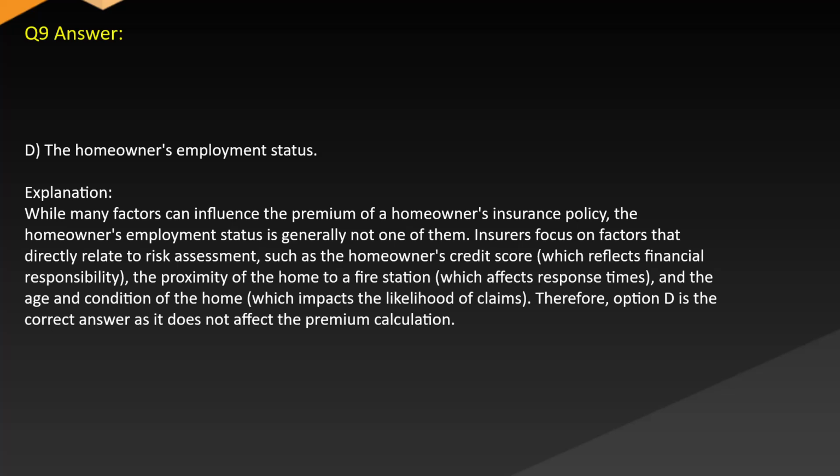Answer: D. The homeowner's employment status. Explanation: while many factors can influence the premium of a homeowner's insurance policy, the homeowner's employment status is generally not one of them. Insurers focus on factors that directly relate to risk assessment, such as the homeowner's credit score, which reflects financial responsibility, the proximity of the home to a fire station, which affects response times, and the age and condition of the home, which impacts the likelihood of claims. Therefore, option D is the correct answer, as it does not affect the premium calculation.